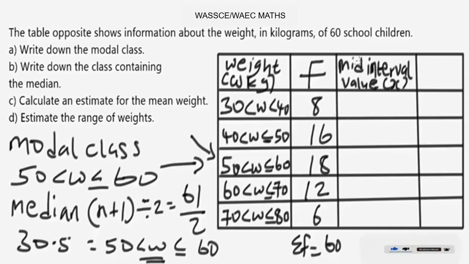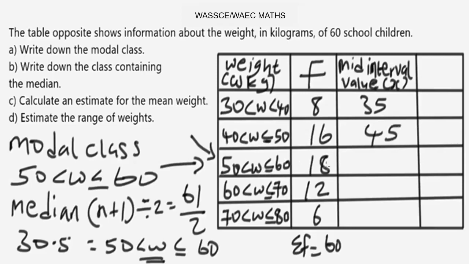So to get the mean interval value of x, all you have to do is add together the end values of the class and divide by 2. Let's begin with the end values of the class here. The first class we have here is 30 and 40. So 30 plus 40 divided by 2, we're going to have 35. Now this one will be 40 plus 50 divided by 2. We're going to have 45.